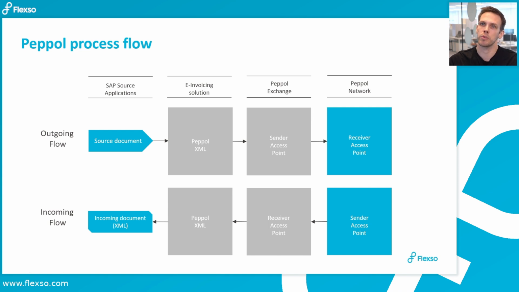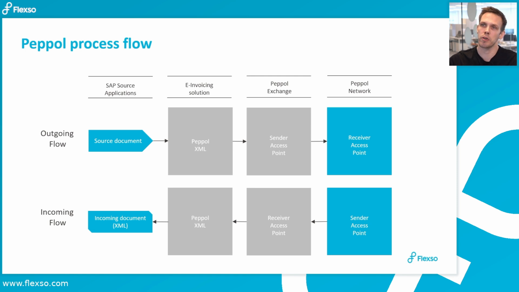This billing document will be sent to an invoicing solution, which will translate your SAP billing document into a Peppol XML, so an XML with the standards of Peppol. This XML will be sent via the sender access point to the Peppol network. And the invoicing solution makes sure that this flow happens automatically, so nothing needs to be done manually.